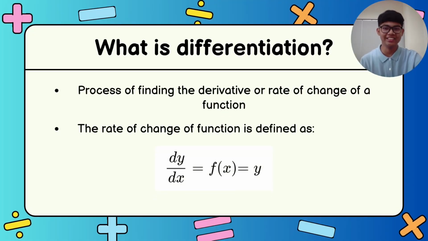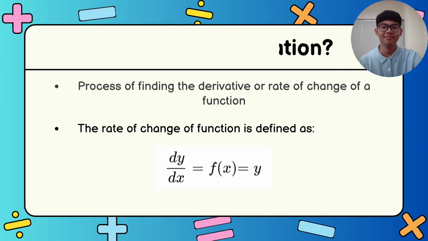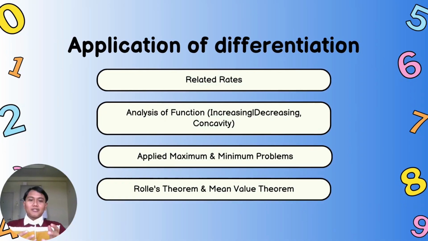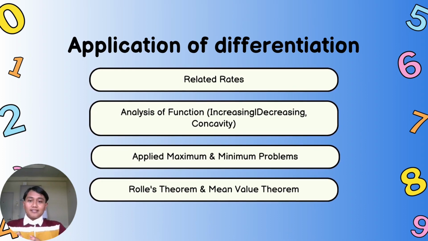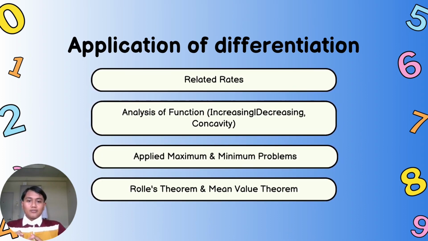What is differentiation? Differentiation is the process of finding the derivative or rate of change of a function. The rate of change of a function is defined as dy/dx equal to f'(x) equal to y'. What is the application of differentiation? First, we have related rate. Second, we have analysis of function, including increase, decrease, and concavity. Third, we have maximum and minimum problems. Fourth, we have Rolle's theorem and the mean value theorem.